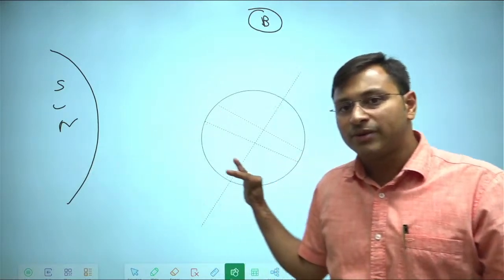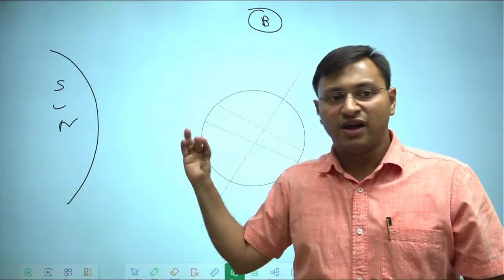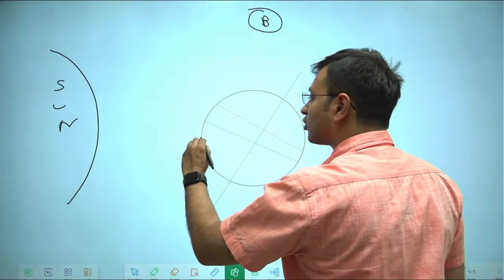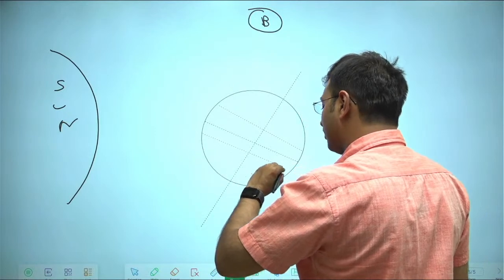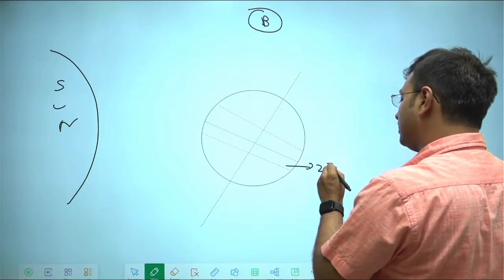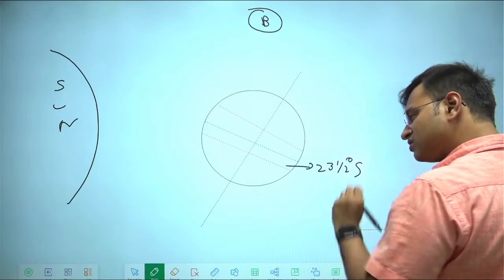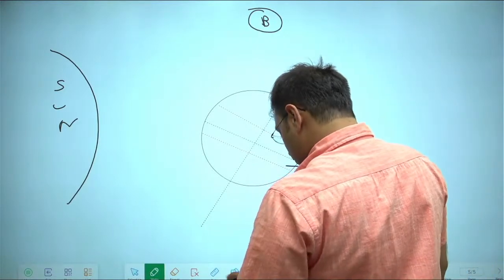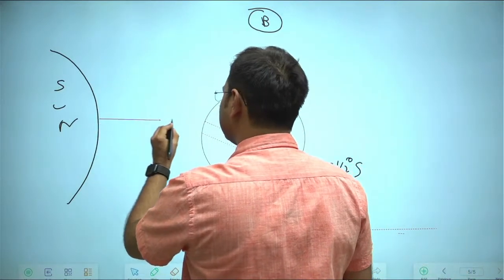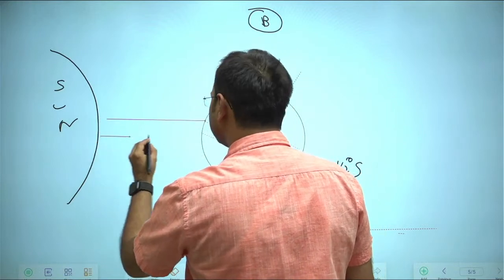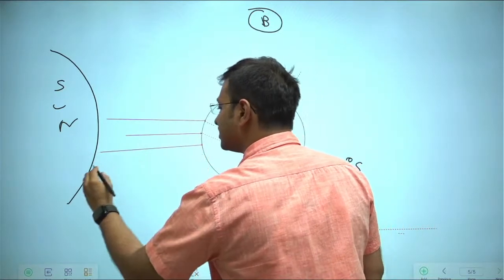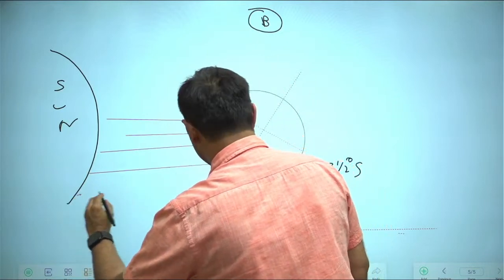Similarly, the Tropic of Capricorn will denote that latitude in the southern hemisphere wherein the sun's rays will fall perpendicularly. So this is the Tropic of Capricorn, denoted by 23.5 degrees south. And this is the equator wherein the sun's rays are falling perpendicularly. Also on the Tropic of Capricorn, the sun's rays will fall perpendicularly. Beyond Tropic of Capricorn, the sun's rays will start falling at an inclined angle.